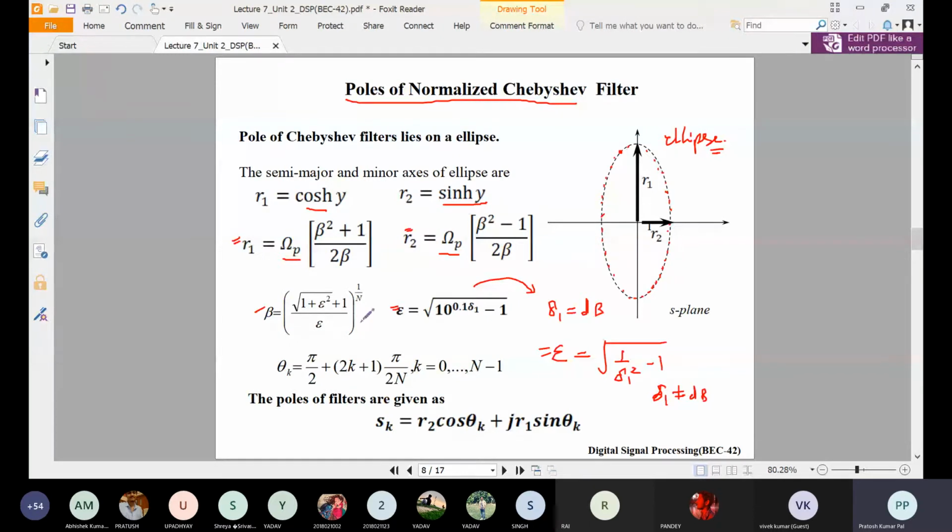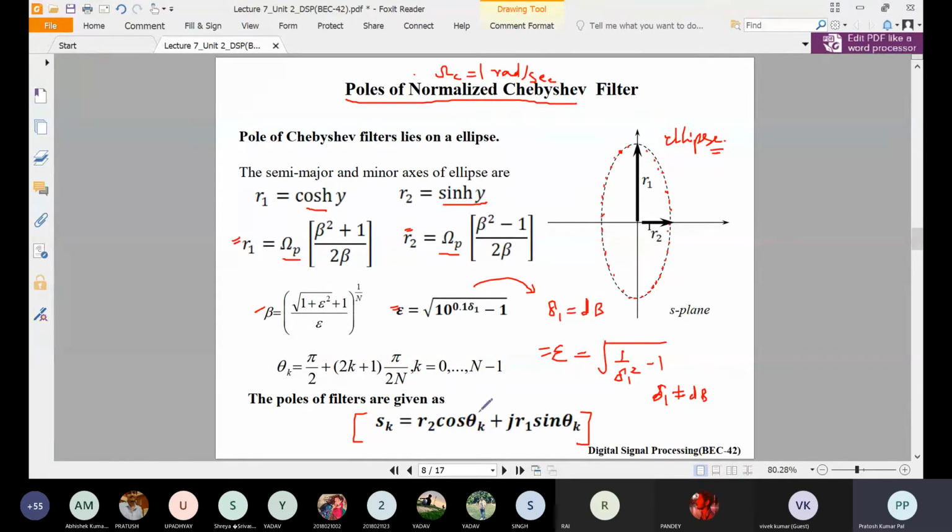Once we have got the value of R1 and R2, from there we will be getting the location of poles in case of Chebyshev filter design. This is the location of poles in case of Chebyshev filter design. These poles will be normalized poles. So normalized poles are given when omega c, that is cutoff frequency, is given by 1 radian per second. If this is the condition, then whatever the location of poles will be there, that will be represented by this sk value, that is r2 cos theta k plus j r1 sin theta k.